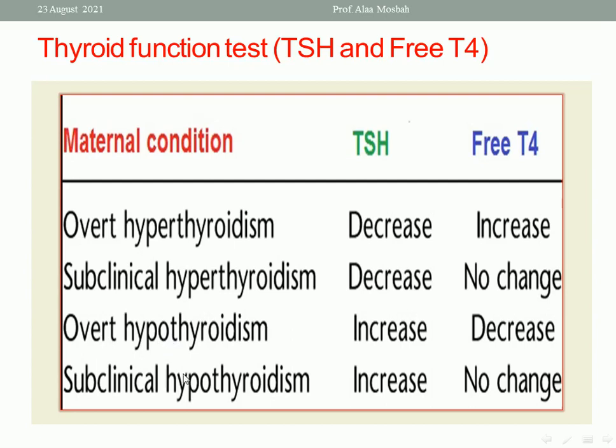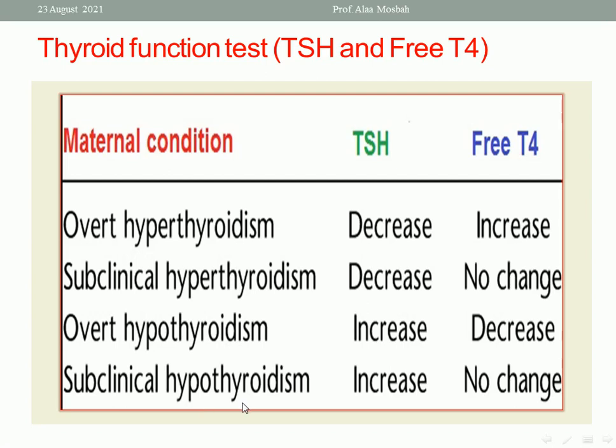In the overt one, TSH is increased. Why? Because the decreased level of thyroxine stimulates the pituitary to release more TSH, so TSH is expected to increase. This occurs in overt hypothyroidism: increased TSH, while free T4 decreases. What about subclinical hypothyroidism?